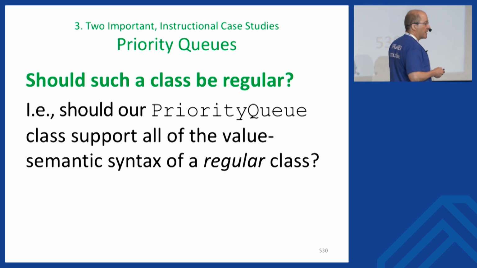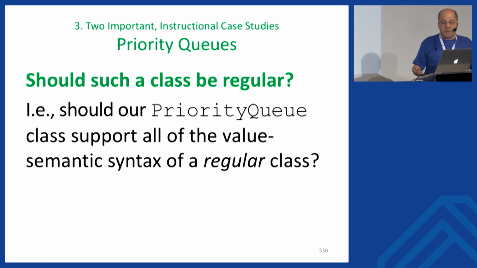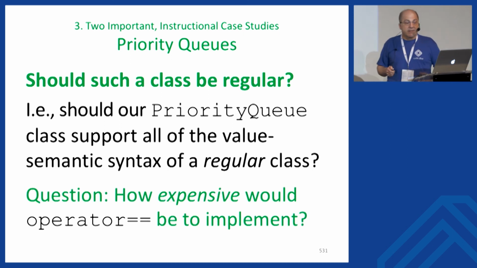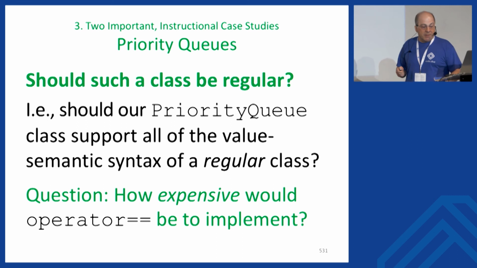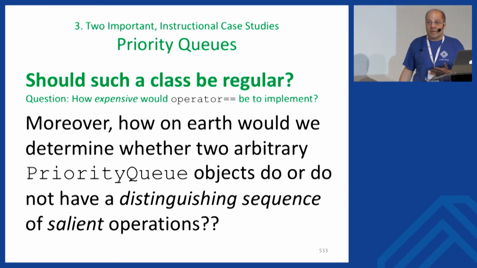Should such a class be regular? I.e., should the priority queue class support all of the value semantic syntax of a regular class? In other words, how expensive would operator double equals be to implement? And how would we figure that out? I mean, how on earth would you know whether 2 arbitrary priority queues could be distinguished in some way?